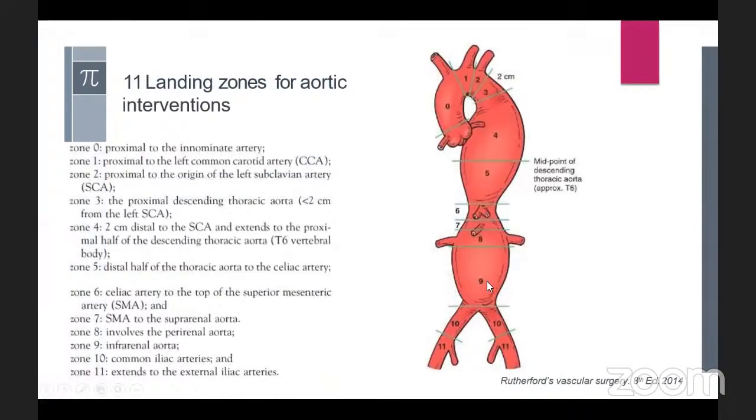This is the landing zone map for the aortic intervention. Usually, we have 11 landing zones. From 0 to 11, usually from 0 to 2 is the ascending, and that requires open surgery. From 3 to 11 is the endovascular approach.